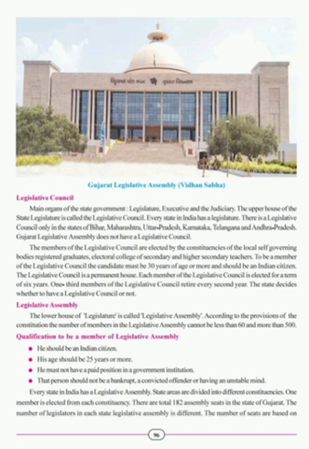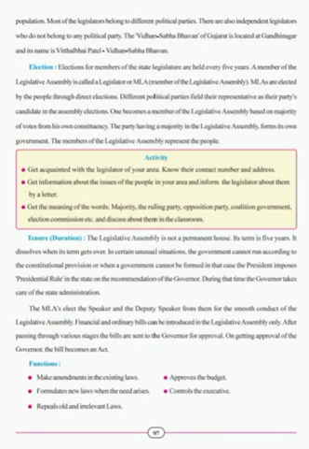Every state in India has a legislative assembly. State areas are divided into different constituencies. One member is elected from each constituency. There are total 182 assembly seats in the state of Gujarat. The number of legislators in each state legislative assembly is different. The number of seats are based on population. Most of the legislators belong to different political parties. There are also independent legislators who do not belong to any political party. The Vidhan Sabha Bhavan of Gujarat is located at Gandhinagar and its name is Vittalbhai Patel Vidhan Sabha Bhavan.